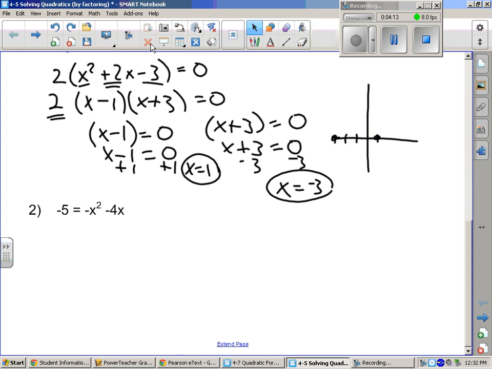Okay. Here's another one. It is definitely not in standard form, and you might be tempted to move the 5 to the other side, but remember, we don't like to have negative a values. So instead, I'm going to move everything to the other side. So I'm going to add the x squared, and at the same time, I'm going to add 4x to both sides.